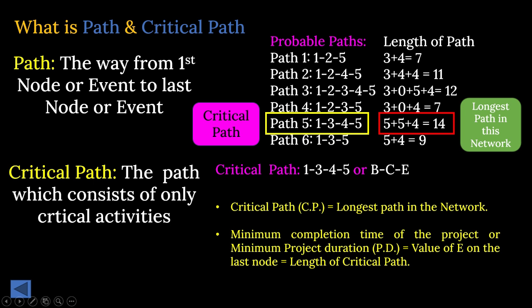So from one simple network we have calculated the slack, the relax, and found out the critical path and the project duration time. Here we have followed another method, that is the path method, where in a network we have found out the probable paths and then calculated the length of each path. The longest path out of all those probable paths is your critical path, and that is the time of your project duration.